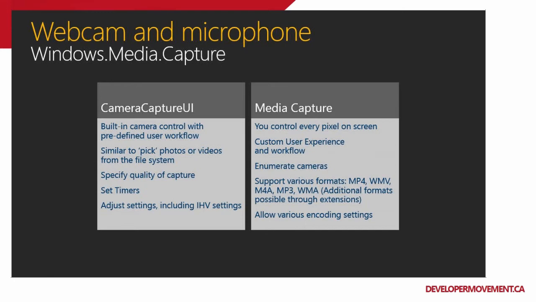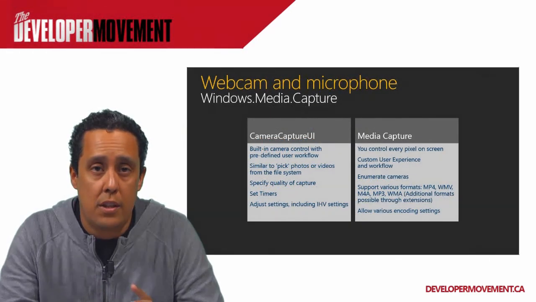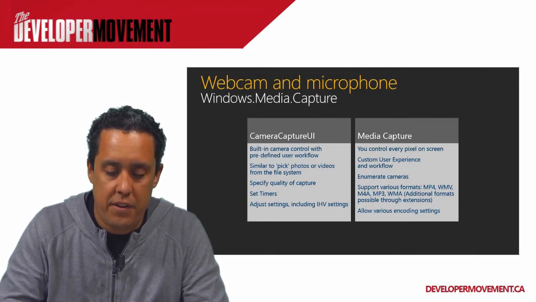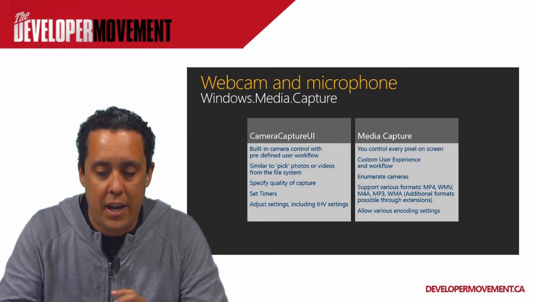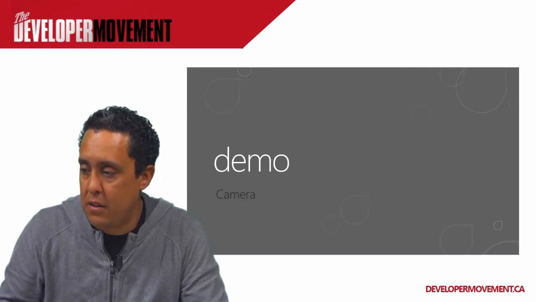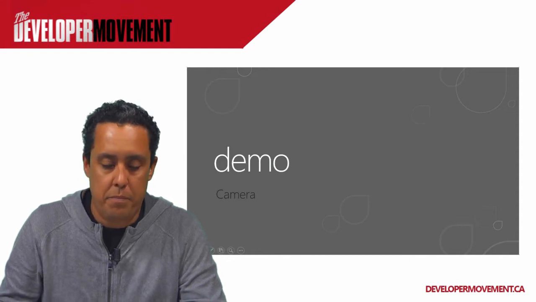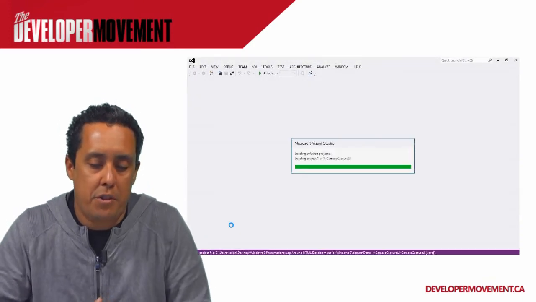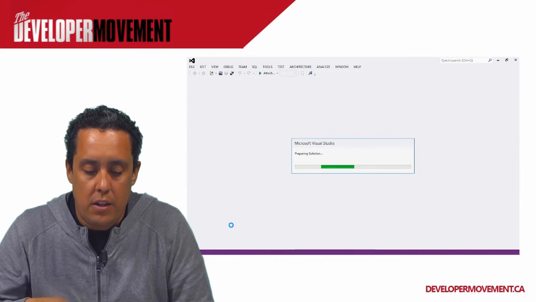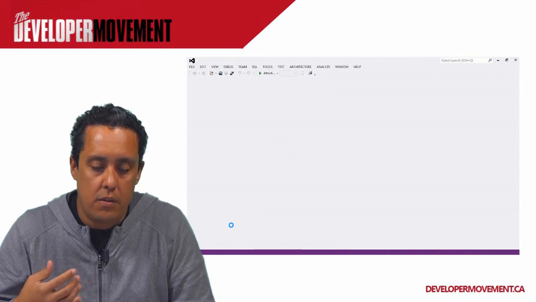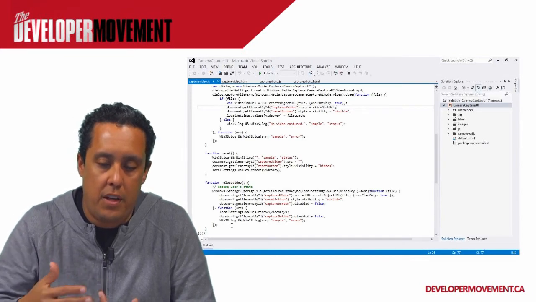With media capture, you could essentially embed a media element, a video element, and show a live stream of the video within your application. There are various encodings that are supported. Media capture is a little bit more complicated to use, and you'll notice by the demo that we're going to do next. The first one is camera capture. We're going to use the camera capture dialog, say we want to capture some audio or video, and then show the picture or the video within our application.